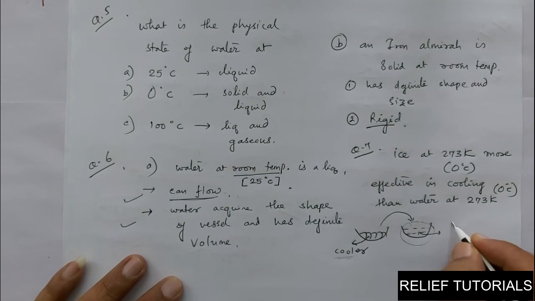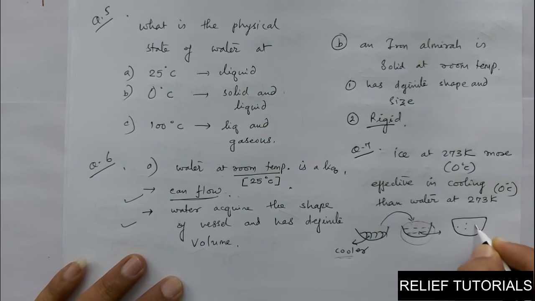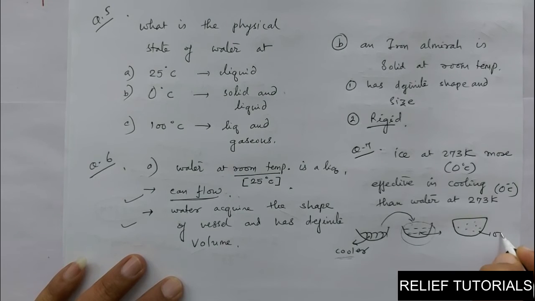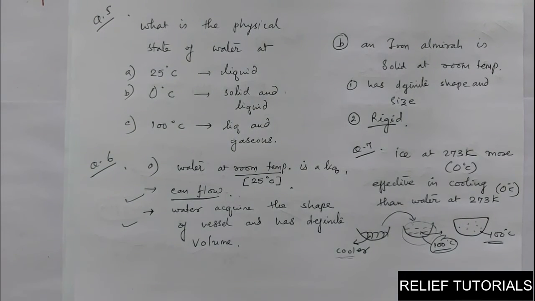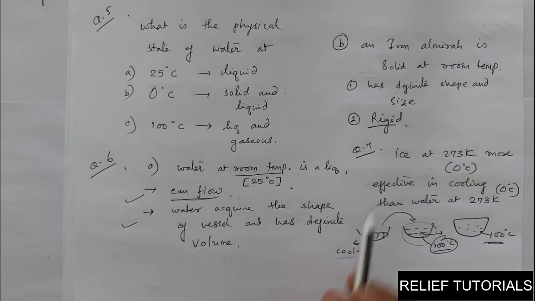Same thing you can compare outside the question: if you have water vapors at 100 degrees Celsius, and water at 100 degrees Celsius, which one will be cooler? So water is cooler and water vapors are warmer than the water. It's all nothing but the concept of latent heat. So the answer for this question: ice at 273 Kelvin is more effective in cooling.